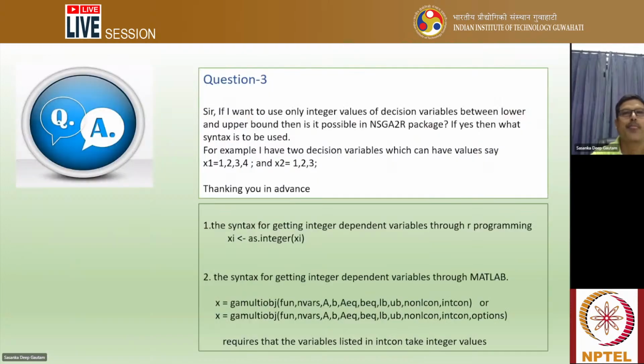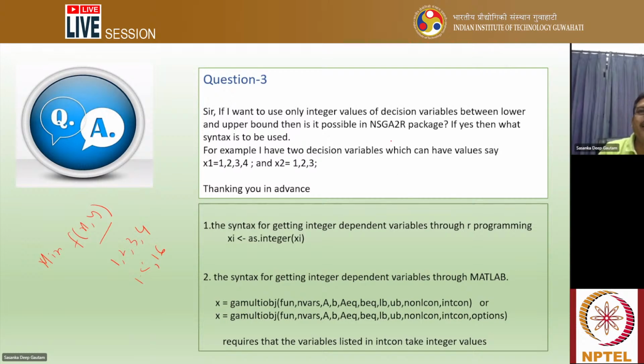The next question is related to a mixed integer problem. Sometimes we may have a problem, suppose a minimization of x y, where one of the variables is an integer variable, that means it can take either 1 or 2 or 3 or 4, so it cannot take 1.5 or 1.6 or 1.7, something like that. It will take an integer value.